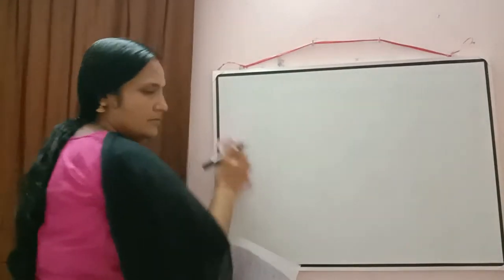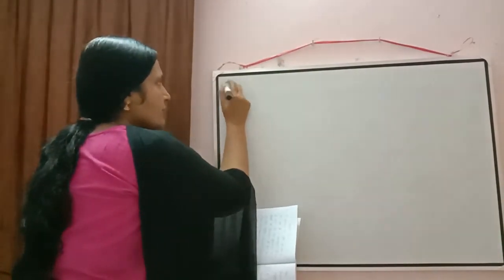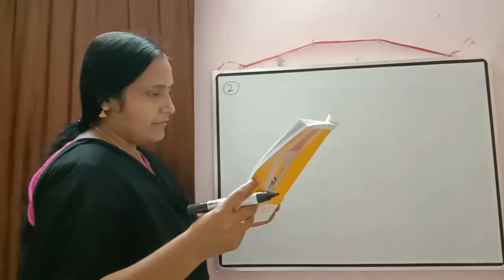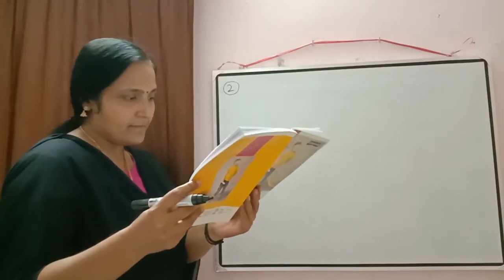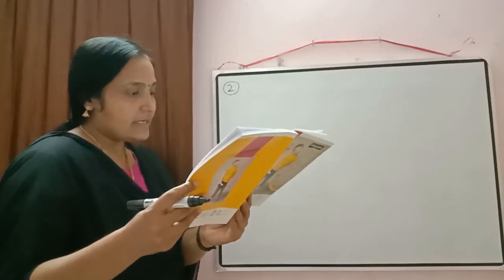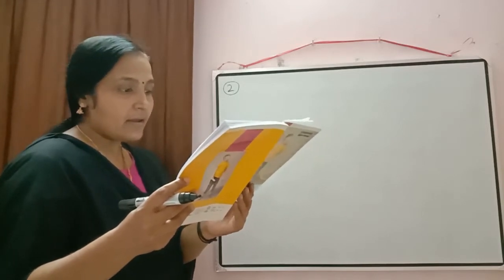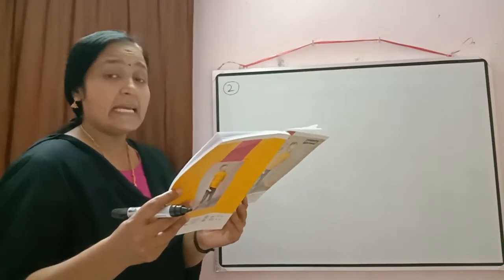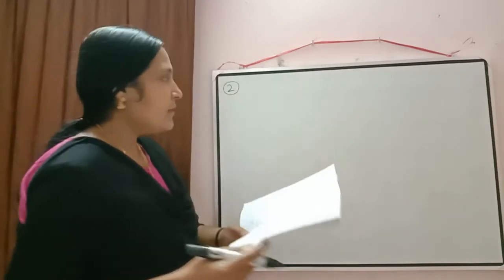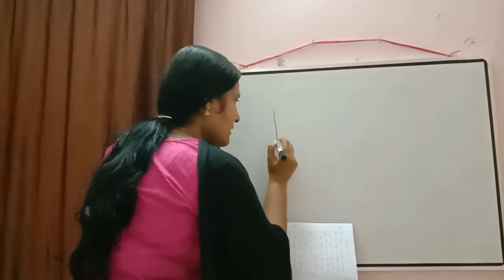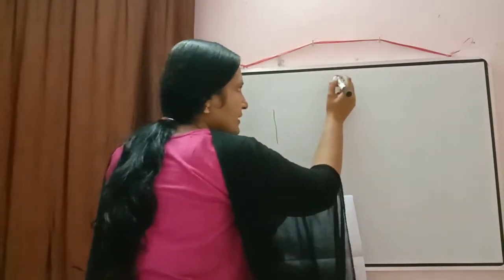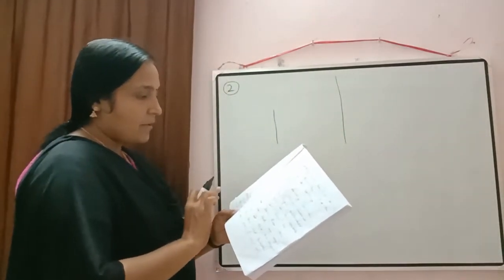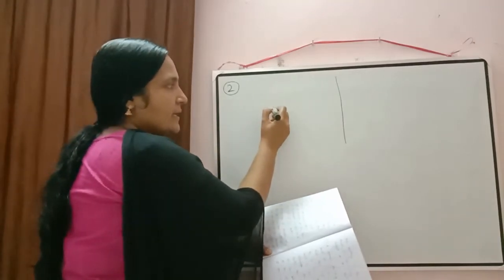Question number 2. In question number 2 we can check what information is given. Question number 2 says the angle of elevation of the top of a building from the foot of the tower is 30 degree. Suppose here we have a building and here we have a tower. The angle of elevation of the top of a building. So the top of the building is here.